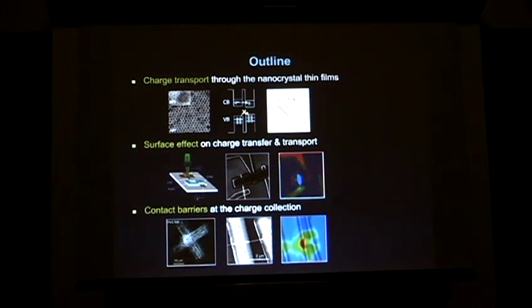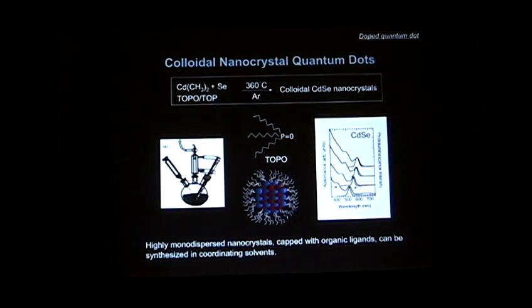So this is the outline. I will tell you first about charge transport in nanocrystal thin films. Nanocrystals can be made in solution. If you mix the cadmium and selenium precursors together, you can make cadmium selenide nanocrystals. And the absorption spectrum shows that the band gap can be changed when you change the size.